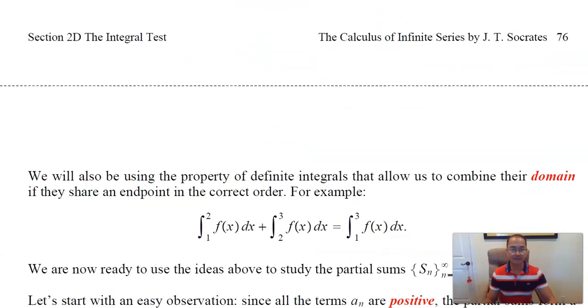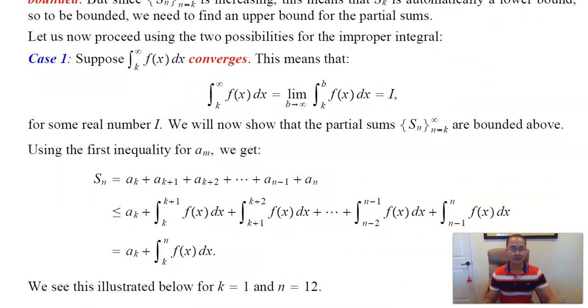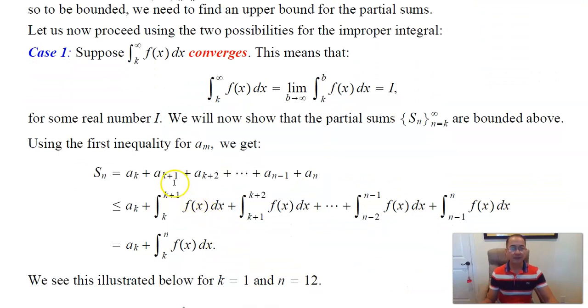And we keep going. ak plus 1 is less than or equal to the integral from k to k plus 1 of our function. The next term, ak plus 2, is less than or equal to the integral from k plus 1 to k plus 2 of our function. So replacing each of these terms by the corresponding definite integral gives you a bigger sum, because this is smaller than this, and this is smaller than this, and so on.